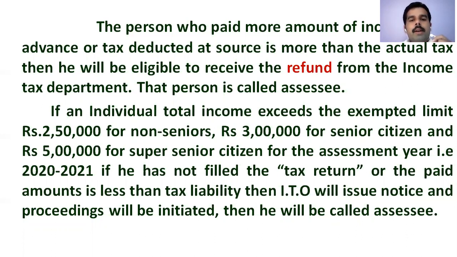Number one, any interest or any penalty or any payment is due to the income tax department. The next, a person is paying tax on behalf of any other person, as well as on behalf of a minor or lunatic person, he is playing a role. For them we are going to call deemed assessee, but he is also an assessee. Then 2,50,000 for non-seniors, 3 lakhs for senior citizens and super senior citizens 5 lakhs for the assessment year 2021. Those who are not filing the tax, the income tax officer will immediately issue a notice. The person named in that notice is called an assessee.